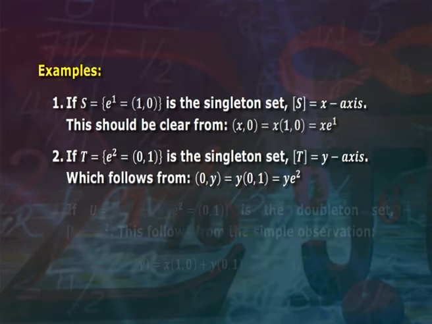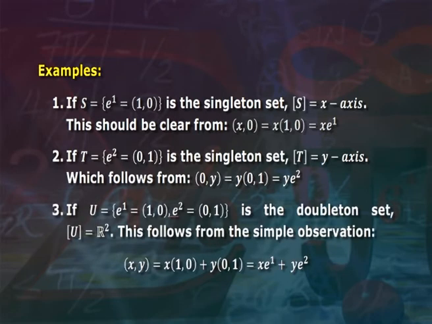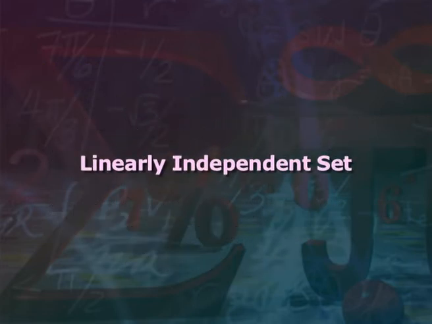3. If U is equal to {e1, e2}, where e1 is equal to (1, 0) and e2 equal to (0, 1), the doubleton set, the span of U is equal to R^2. This follows from the simple observation (x, y) is equal to x into (1, 0) plus y into (0, 1), which is equal to x e1 plus y e2.